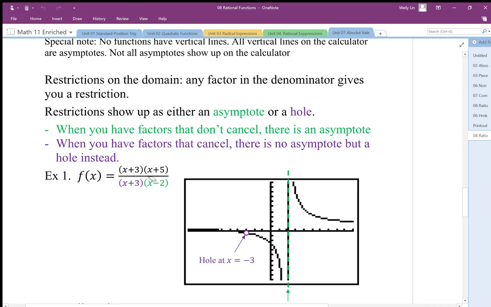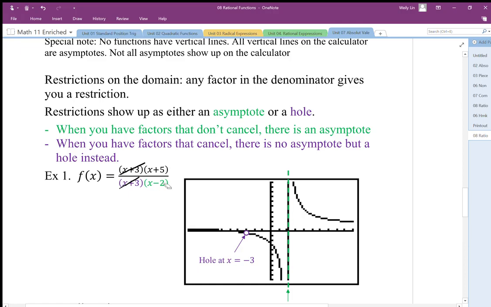What's the difference between these two? When we look at the difference between these two, one factor cancels out, the other factor doesn't. So when we have factors that don't cancel, there is a vertical asymptote. If the factors cancel, as in this case here, we end up with a hole. Basically this has no effect on the y value, but it does produce a hole there.